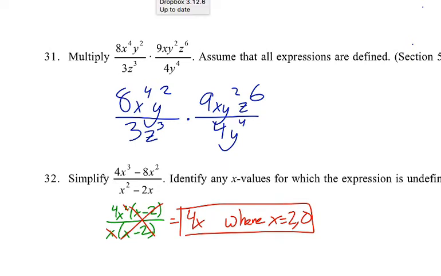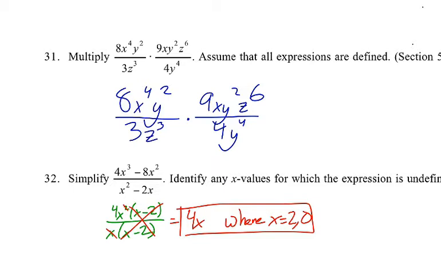Number 31 says multiply 8x to the fourth y squared over 3z cubed times 9xy squared z to the sixth over 4y to the fourth. I just rewrote it so I had a little bit more room to work. I'm going to go through and start canceling stuff out.